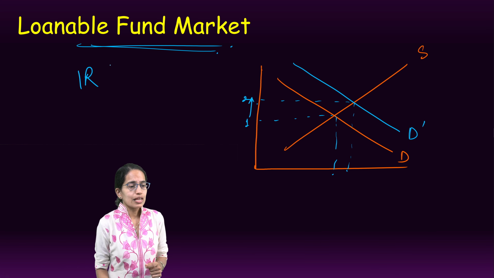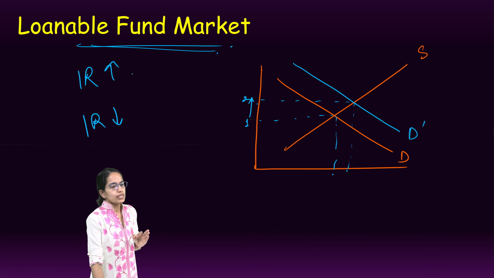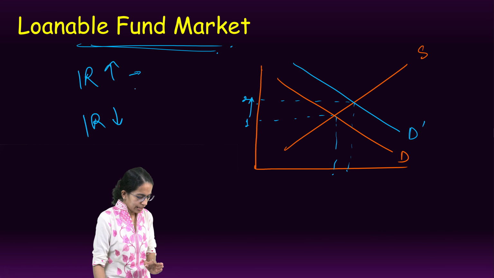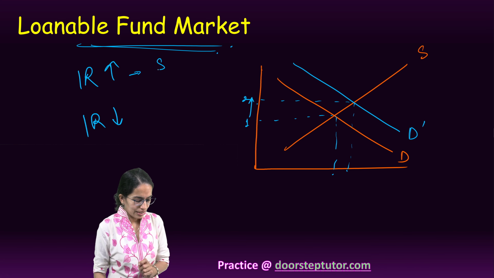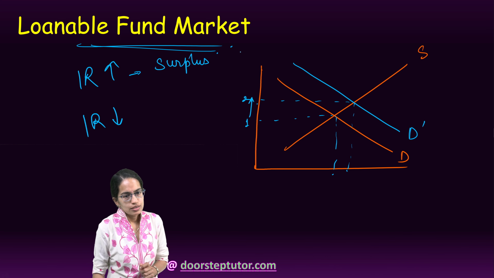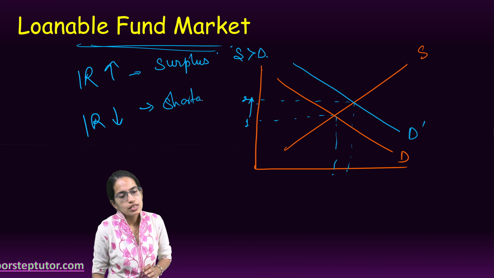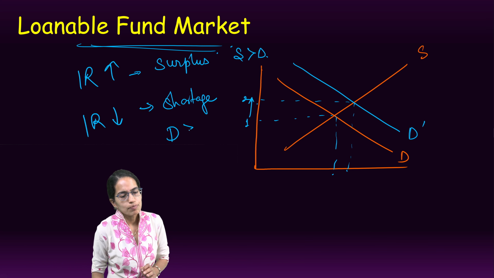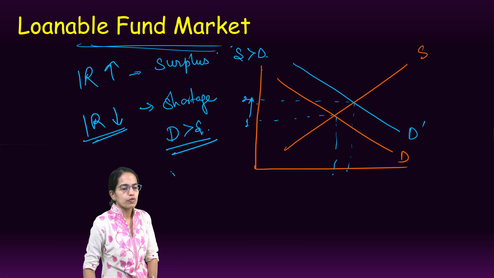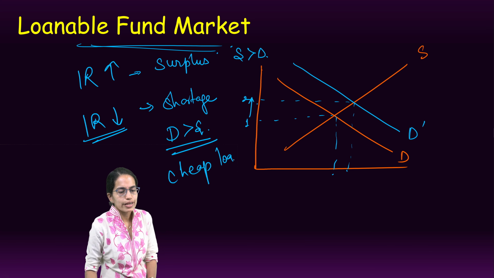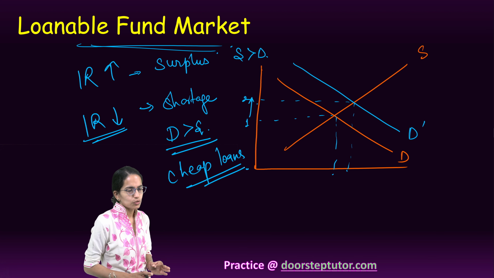So when would the interest rate increase, and when would the interest rate fall? The interest rate would increase only in circumstances when people are putting money in their bank, there is a surplus. Supply is more than demand. The interest rate would fall when there is a shortage, that is, the demand is more than the supply. And this would be the case where you would be getting or providing cheap loans. So this is a very basic concept that you must be familiar with.